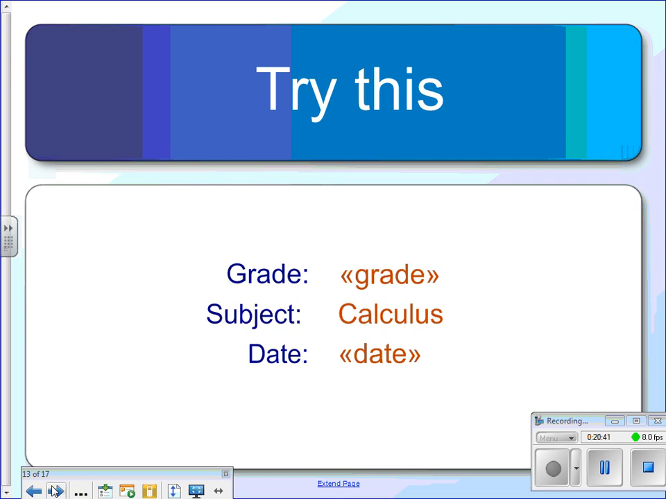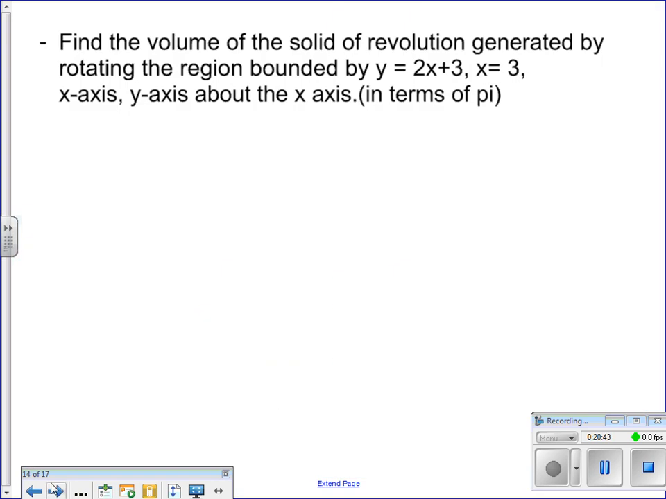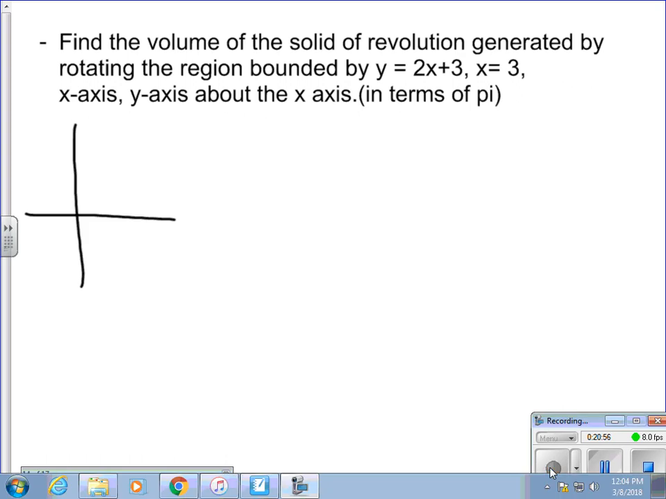Okay, we're skipping that one. And we're going to this. Do this. What's your first step? Draw a diagram. Okay. So let's do this. So we have the x-axis, y-axis, put them up, graph the line, y equals 2x plus 3. Looks something like that, where that would be 3.